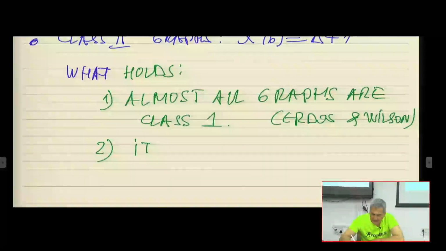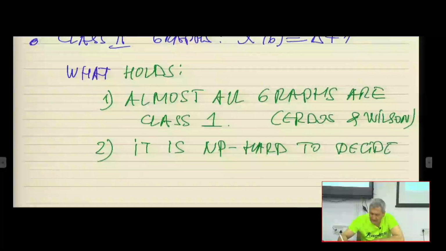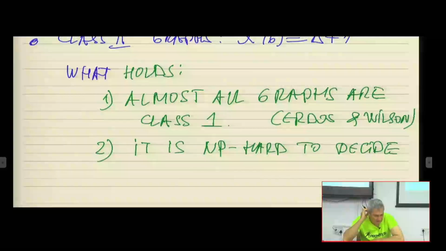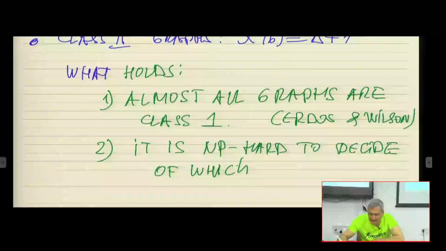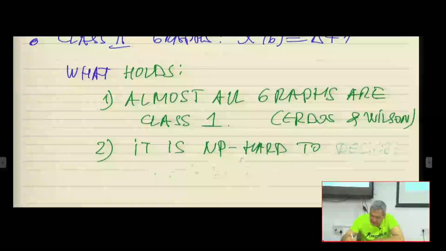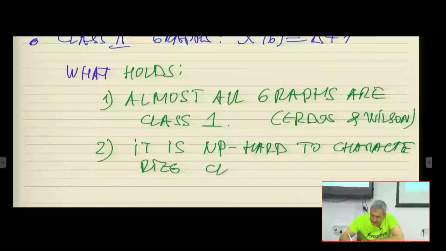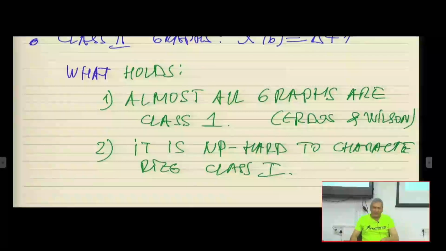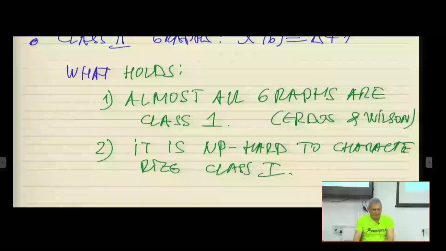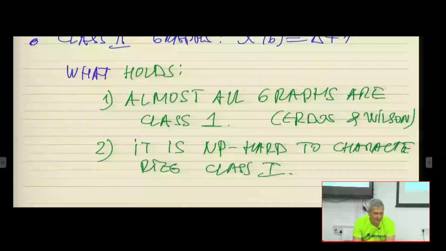It is NP hard to decide which class a graph belongs to. It is NP hard to characterize class 1. So probably there is no nice characterization of the form that class 1 looks like this and this. You have to check each graph somehow. You can color it maybe with Vizing, but you cannot describe this class of graphs nicely.